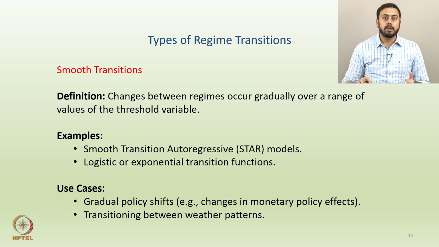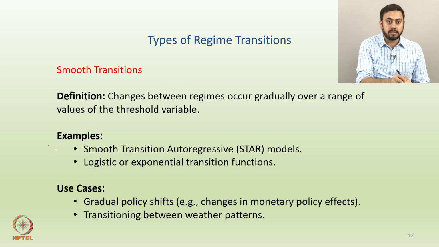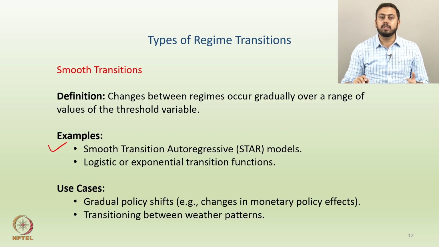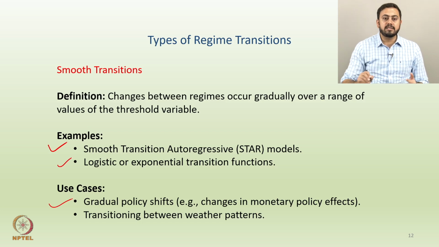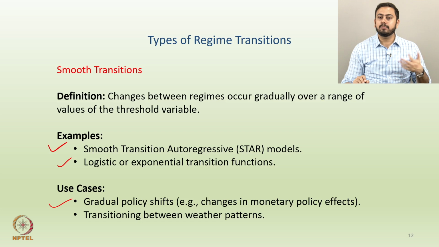The other kind of transition is smooth transitions. Changes between regimes occur gradually over a range of values of the threshold variable. The difference here is that the changes are not abrupt, as we saw in the earlier slide. So you have a large difference between abrupt transitions and smooth transitions. What are the examples here? You have the STAR kind of model, smooth transition autoregressive models, with logistic or exponential transition functions. Use cases could be gradual policy shifts, for example changes in monetary policy effects, or transitioning between weather patterns, etc.